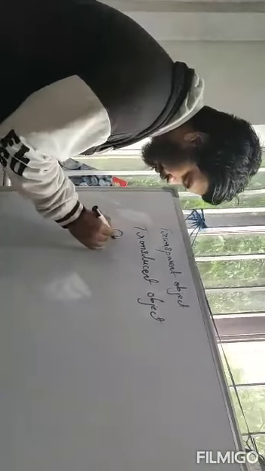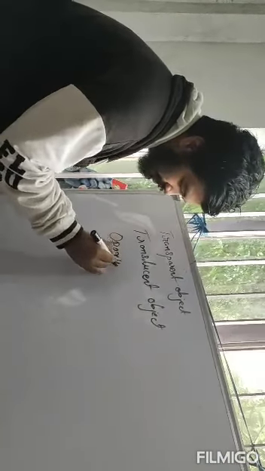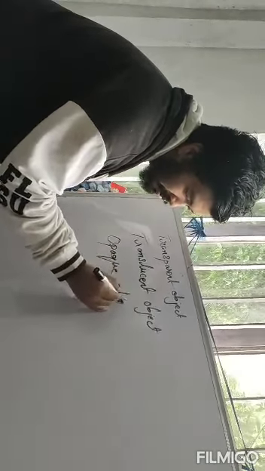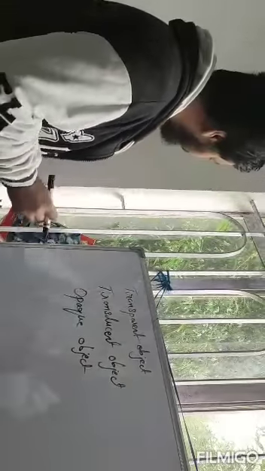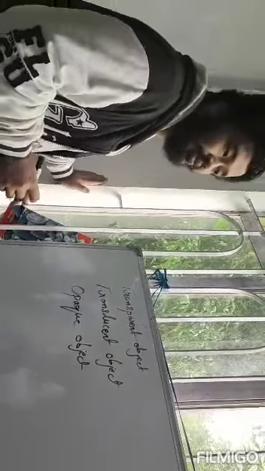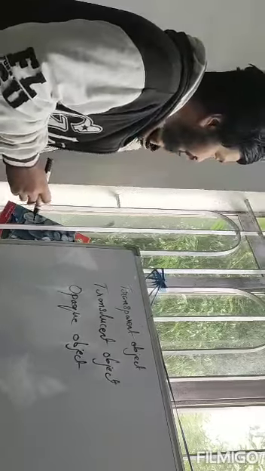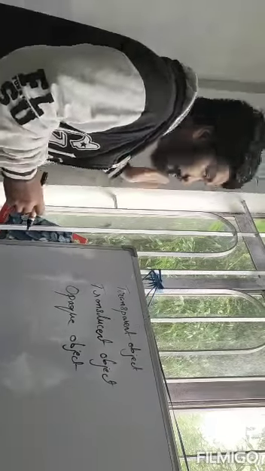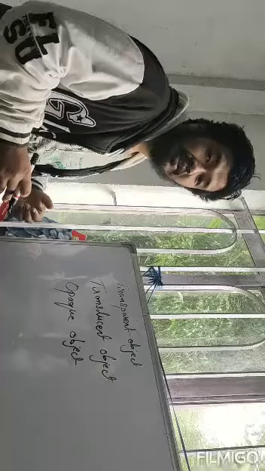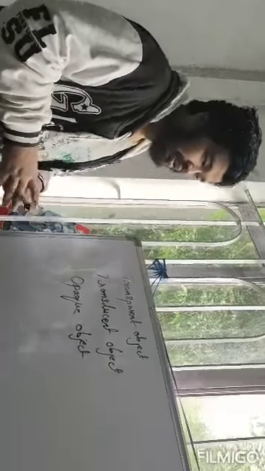Then you have opaque objects. Opaque objects are those objects which do not allow light to pass through them. For example, the wall out here is an example of an opaque object, because if light could have passed through the wall, we could have seen what is happening on the other side. So these are the three types of objects which we must know.